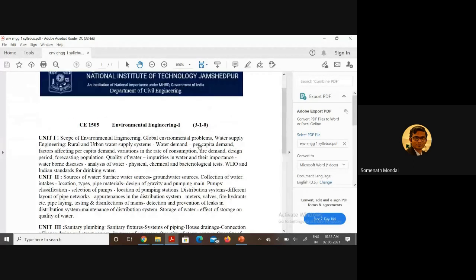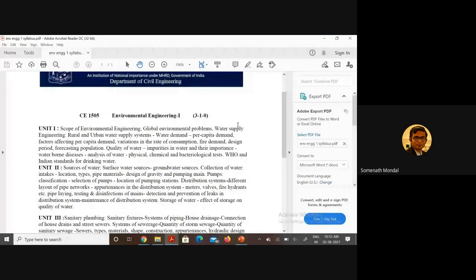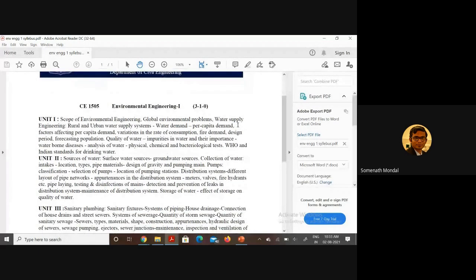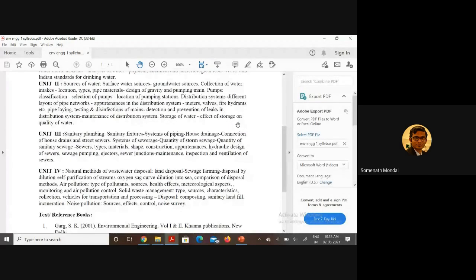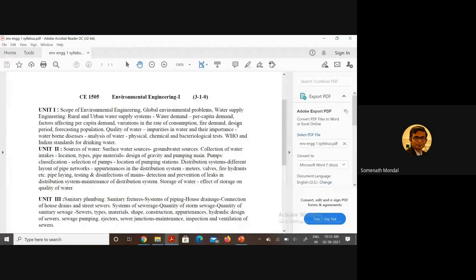So this is the syllabus of Environmental Engineering 1, and the code is CE1505 for this semester, and we have 3 lectures. We have a total of 4 units. The first unit basically talks about the basic part: the global environmental problems which we need to deal with in this particular course, and how that is related to water supply engineering problems, what kind of water supply systems we can design for rural as well as urban civilization.